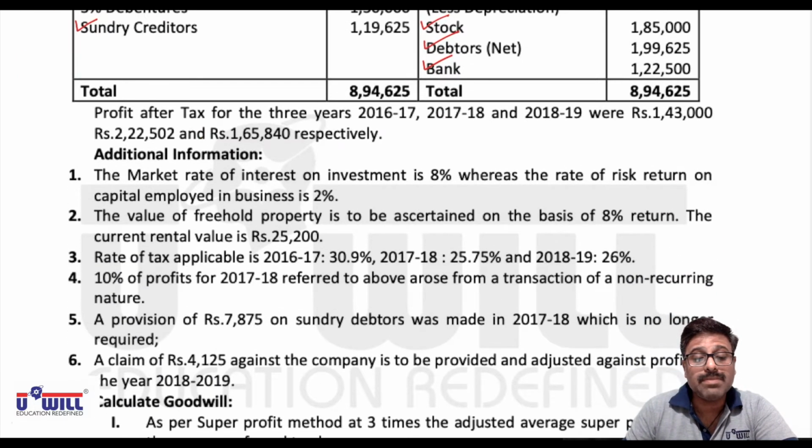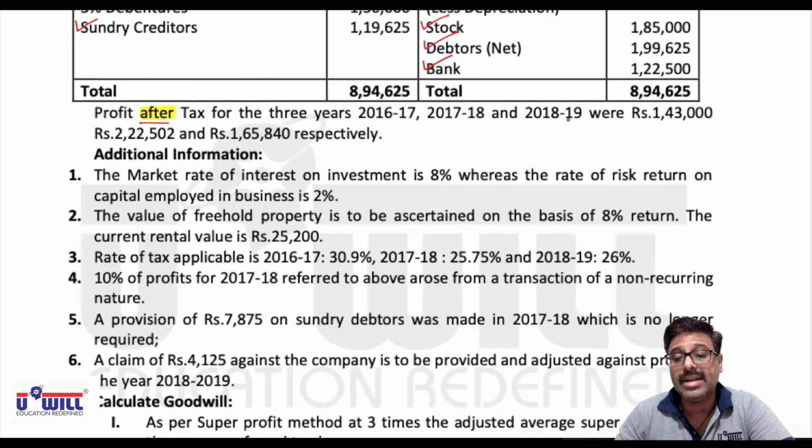Now the important thing is profit after tax. What you are given is profit after tax for the year 16 to 17, 17 to 18 and 18 to 19. 1,43,000 is for 16 to 17, 222,502 is for 17 to 18 and 165,840 is for 18 to 19.